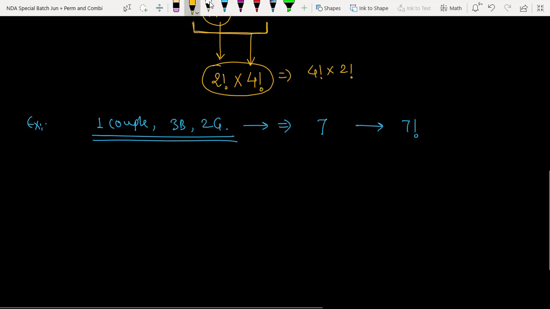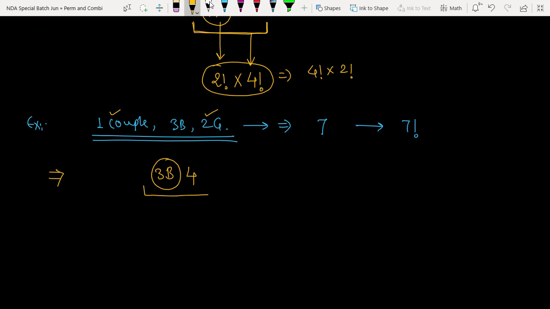Boys are always together. Now see, we will move step by step. Boys are always together, so the 3 boys form a group. Always together means we form a group. How many remaining now? These 2 and these 2 are remaining. So 4 are remaining. How many distinct objects am I looking at now? 5. 5 distinct objects can be arranged in how many ways? 5 factorial ways.